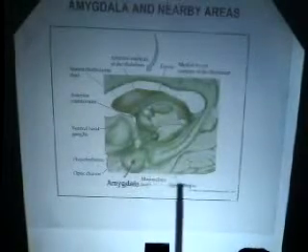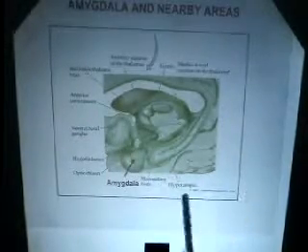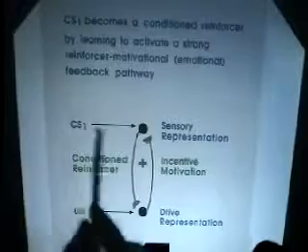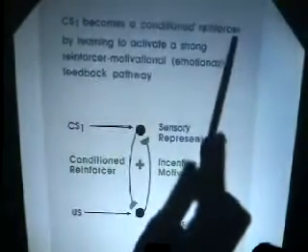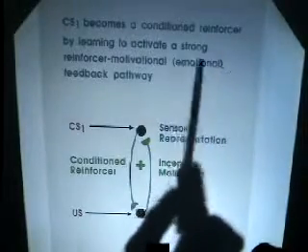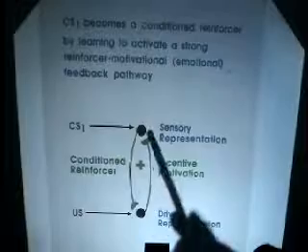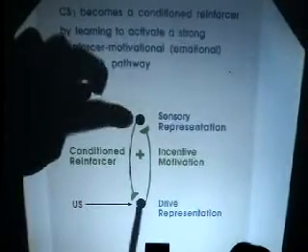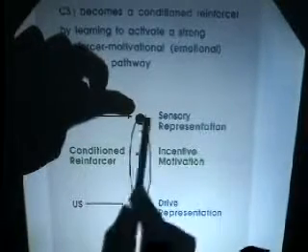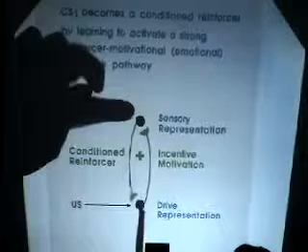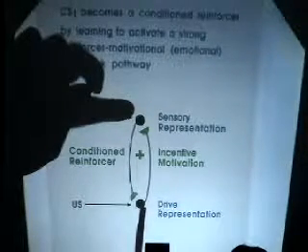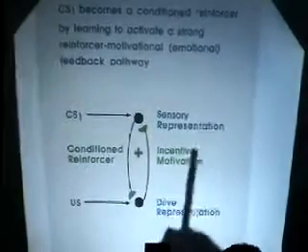Well, the circuit I just showed you solves the problem. And if you haven't an idea where the amygdala is, here it is. And for good reason, it's near areas like the basal ganglia and areas like the hippocampus. Okay, so the claim is that a conditioned stimulus becomes a conditioned reinforcer by learning to activate a strong reinforcer motivational feedback path. So by pairing the CS with the US, I strengthen the ability to activate an emotional response, and I strengthen the ability of a feeling state to prime my sensory and cognitive representations.